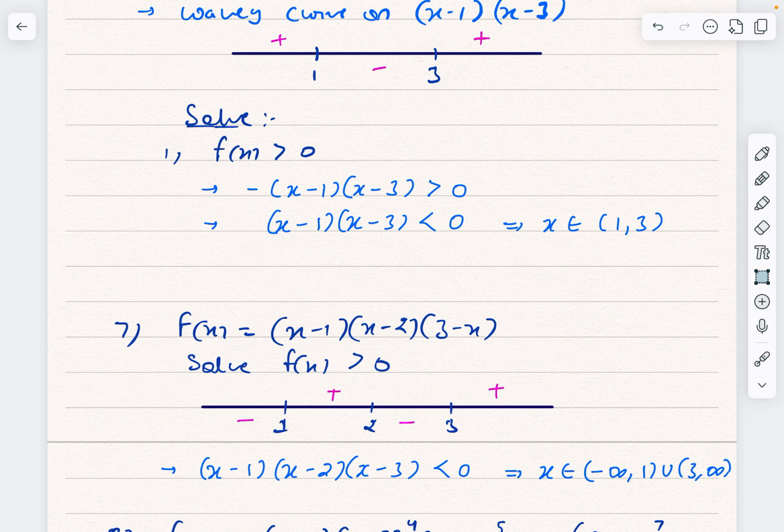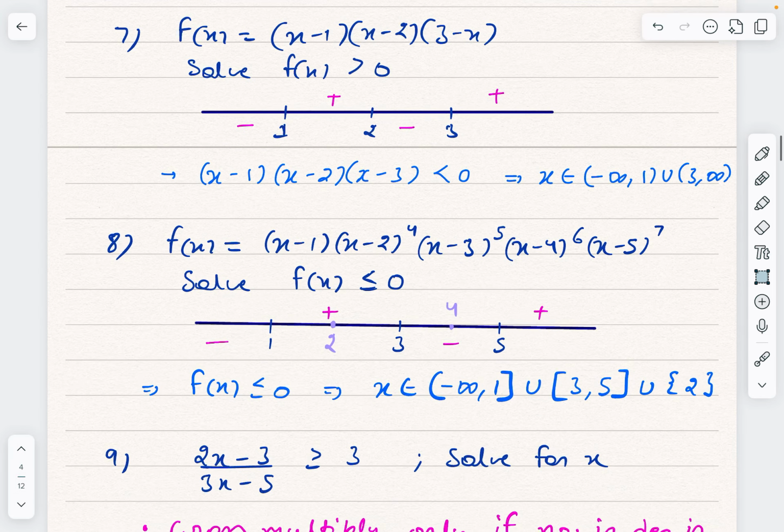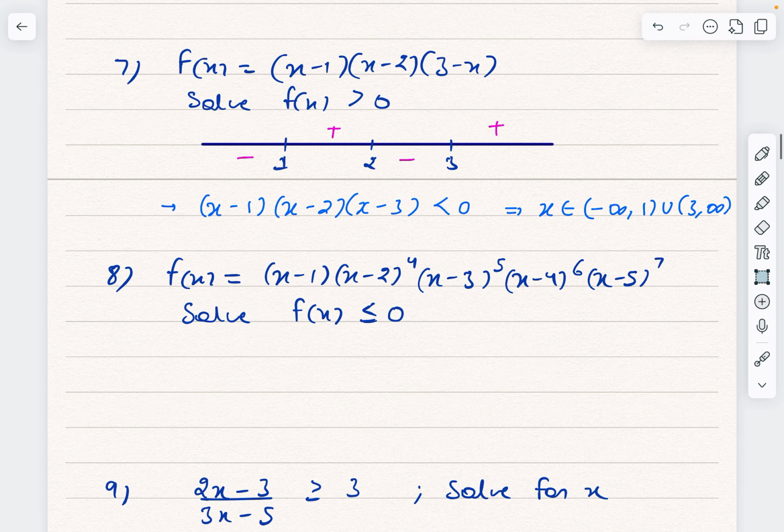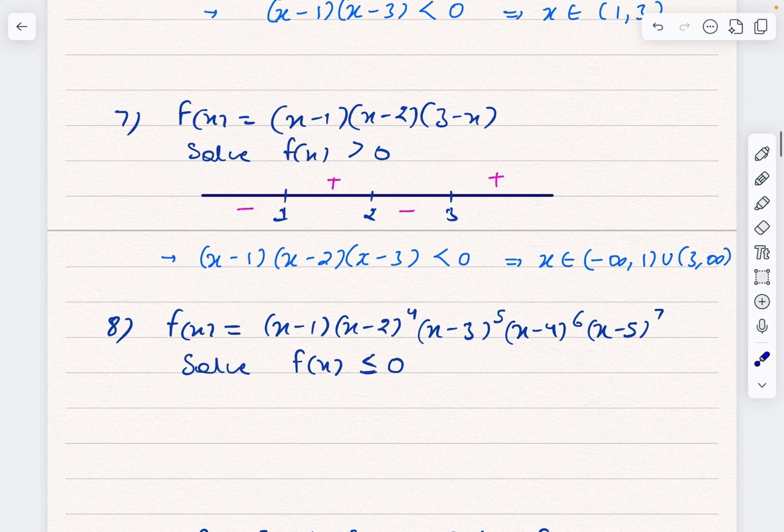Next problem, the 8th one. f(x) = (x − 1)(x − 2)^4 (x − 3)^5 (x − 4)^6 (x − 5)^7. Solve f(x) less than or equal to 0. You all can try this problem.